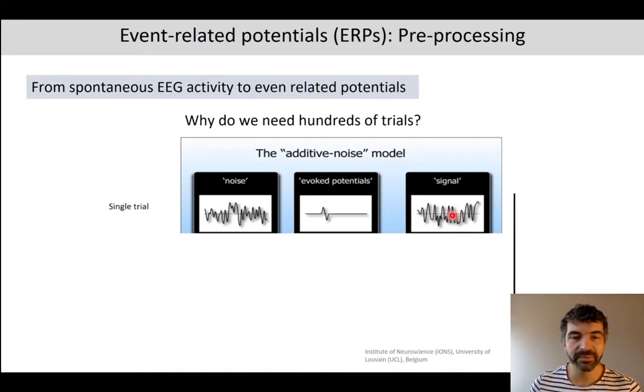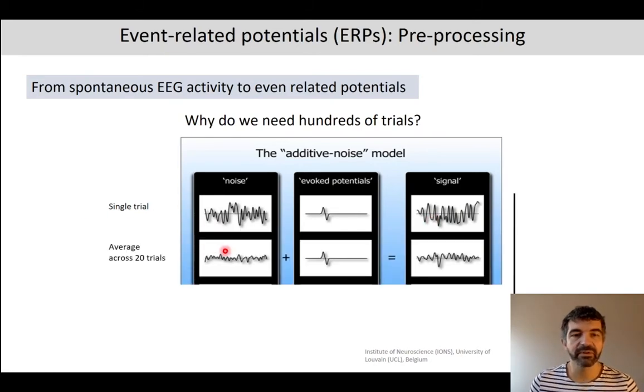So what happens if we don't just take a single trial like this? This is a single trial, but say we average across 20 trials. What you can see is that the noise is reduced, whereas the evoked potential, so the deviation in the EEG waveform that we are interested in, remains the same. And then the signal also seems a little less noisy, and maybe we can even recognize the evoked potential in the signal a little bit.